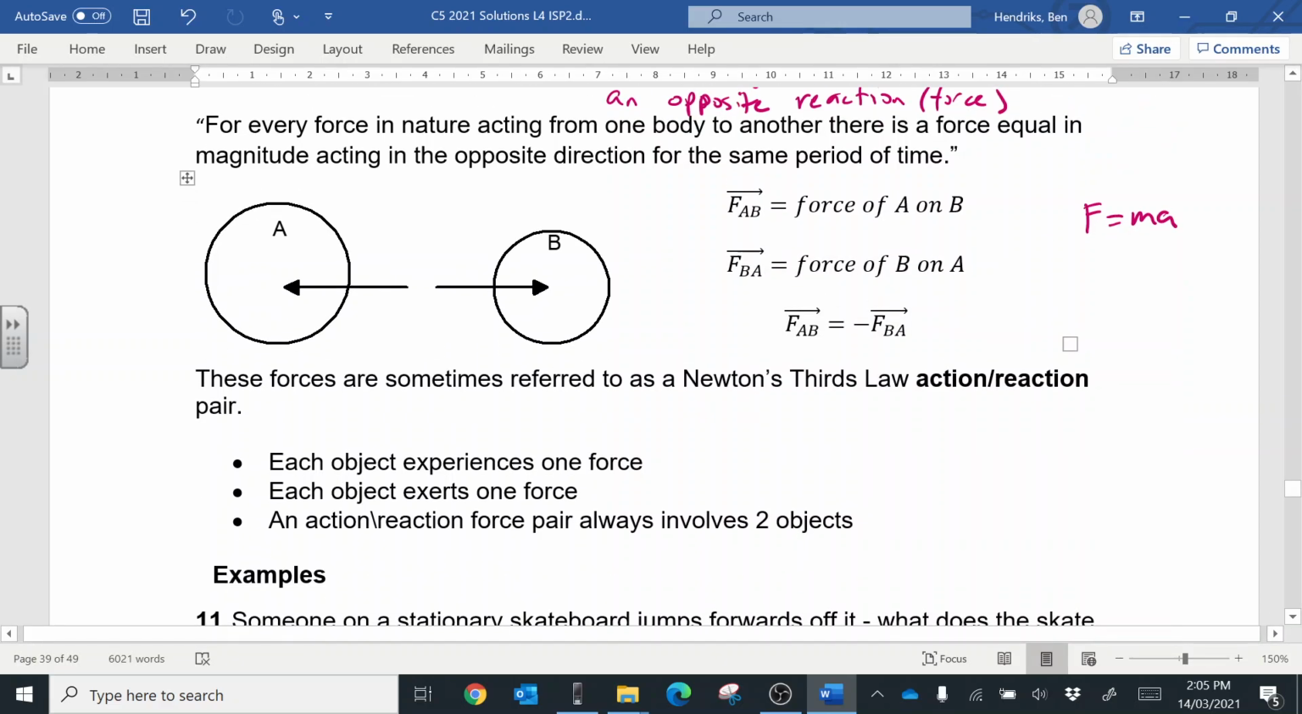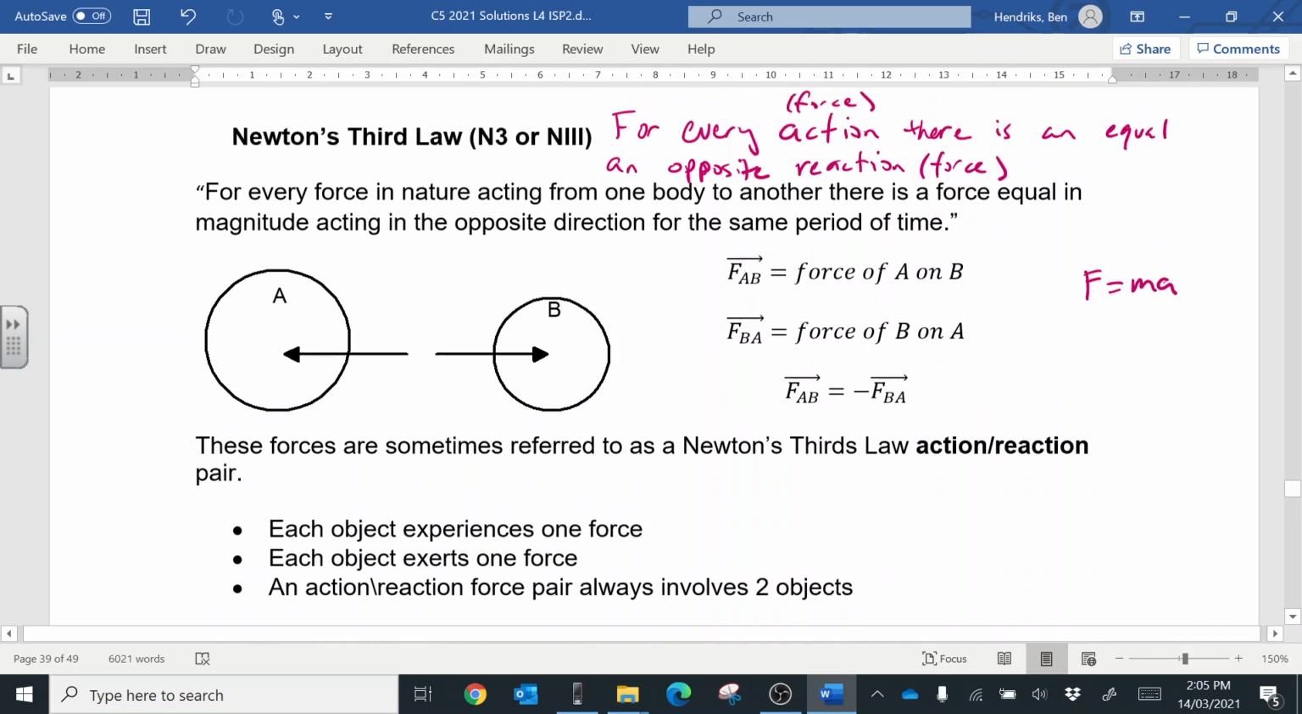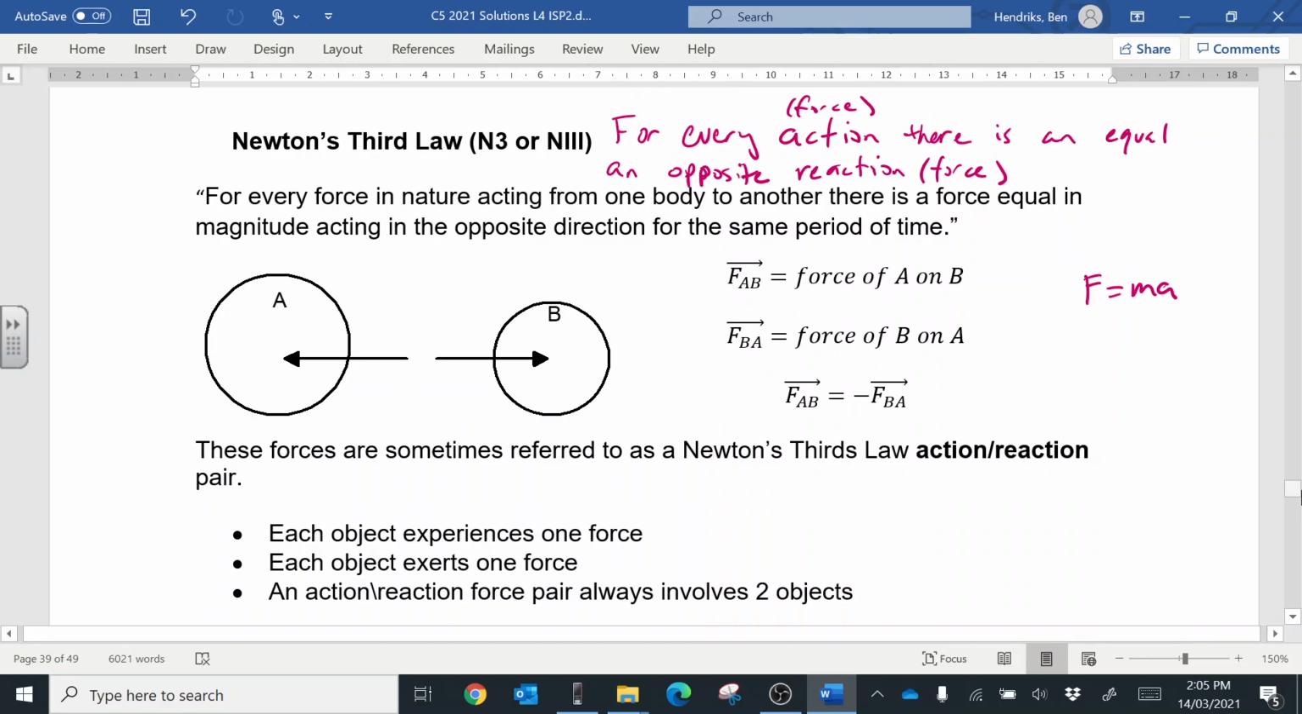These forces are sometimes referred to as Newton's third law action-reaction pairs. Each object experiences one force, each object exerts one force, and an action-reaction pair involves two forces. So if the action is A pushes B, then the reaction is B pushes A. They're just equal and opposite.